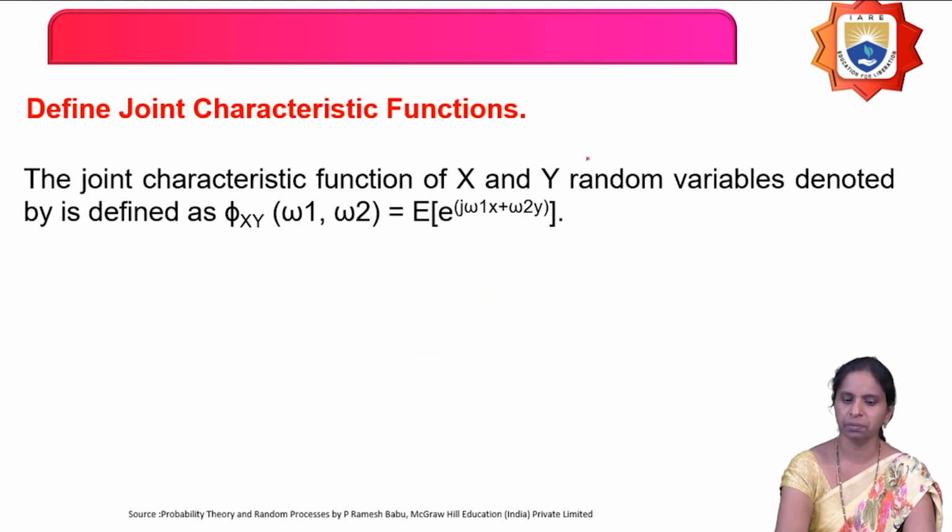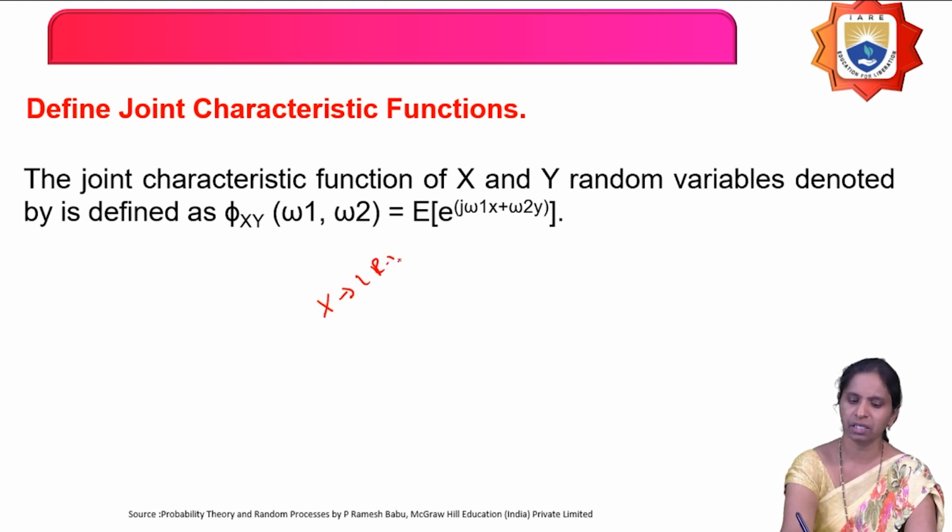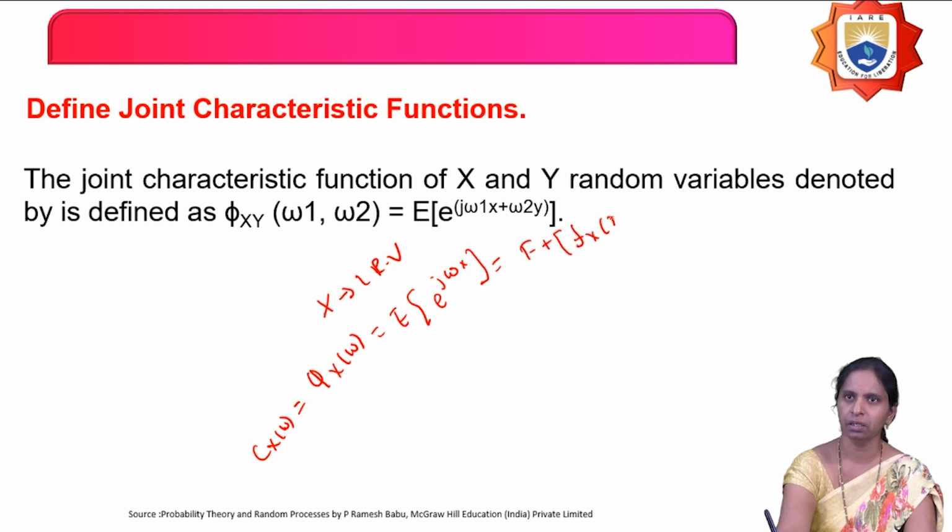So next one is define joint characteristic function. Previously we have seen the characteristic function for a single random variable. Phi x of omega, or else you can denote it by Cx of omega also, is equal to the expectation of e power j omega x, or else you will call it the Fourier transform of the probability density function of that random variable. This is for a single random variable.